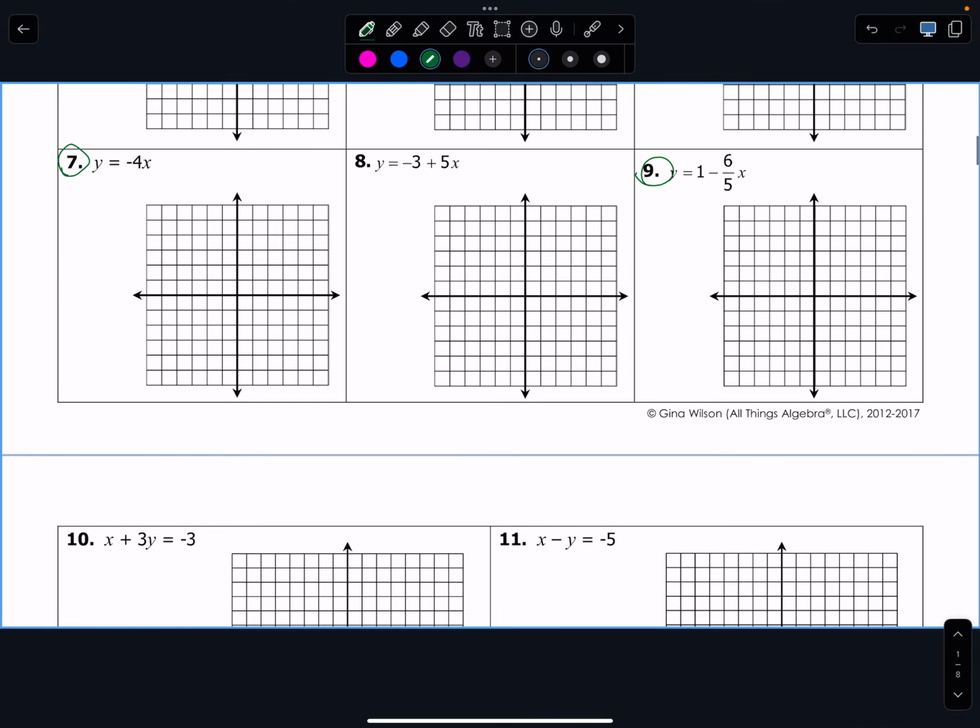So then, again, if I look at number 7, my B is 0. My M is -4 over 1. So I start at my origin, which is at 0, 0. And I go down by 4 and to the right by 1. And then I play connect the dots.